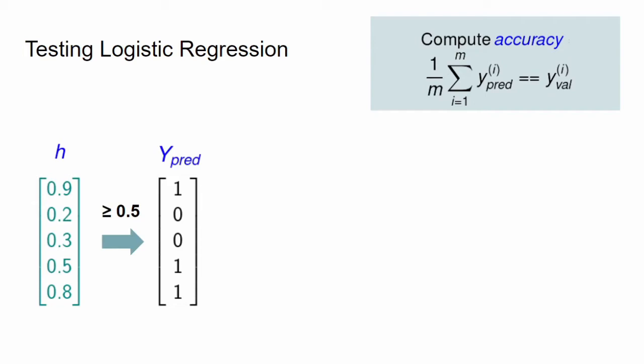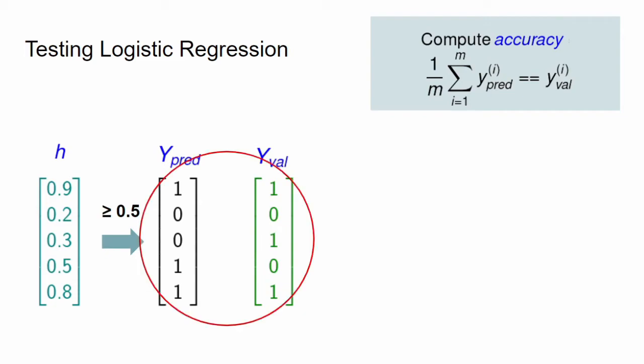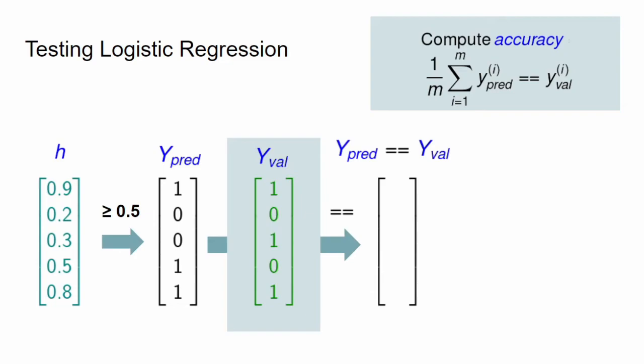Let's continue with our example. Imagine we are presented with a yval as this one. Now, we will compare ypred and yval element by element, and we will get a resulting vector of size m, in this case 5. Let's have a look now at the first two elements. They are 1 in both cases, hence they are equal. This will result in having a 1 in the resulting vector. This also means that our logistic regression correctly classified the first element.